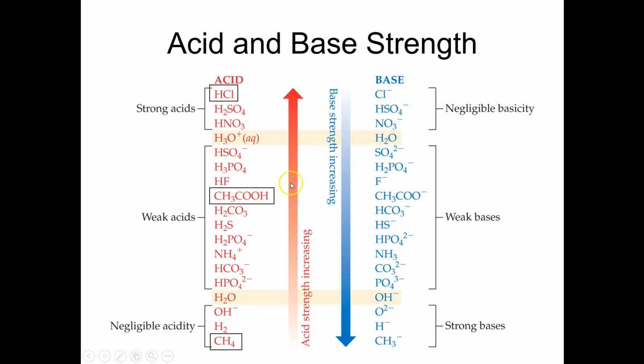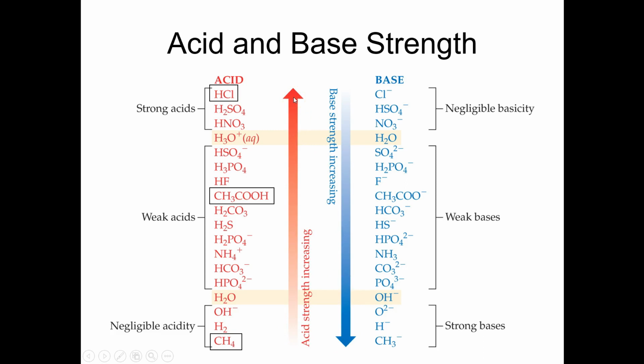Conjugate base of HF is fluoride. Conjugate base of ammonium is ammonia. Conjugate base of water is hydroxide. You can appreciate that there's a reciprocal relationship between the strength of an acid and the strength of its conjugate base. The stronger the acid, the weaker the conjugate base. The weaker the acid, the stronger the conjugate base.